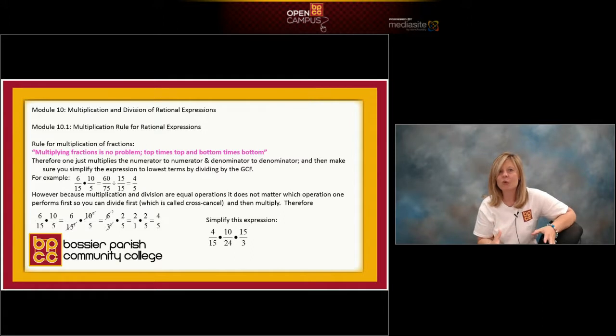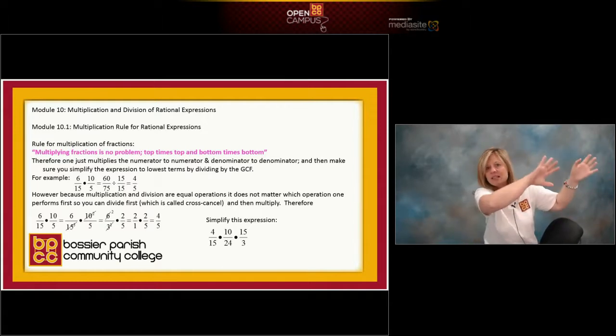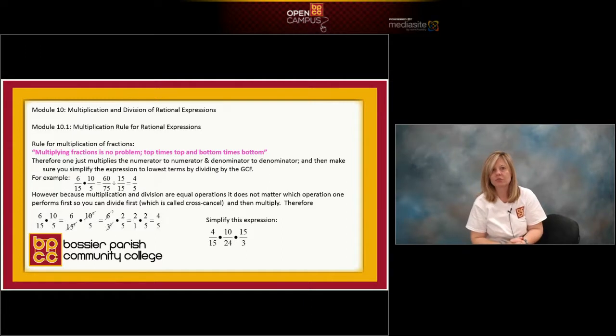And you're going to find out when we're doing algebra, it makes more sense to do the division first and get everything smaller and take what's left and then multiply across. So let's go to the whiteboard and try one.